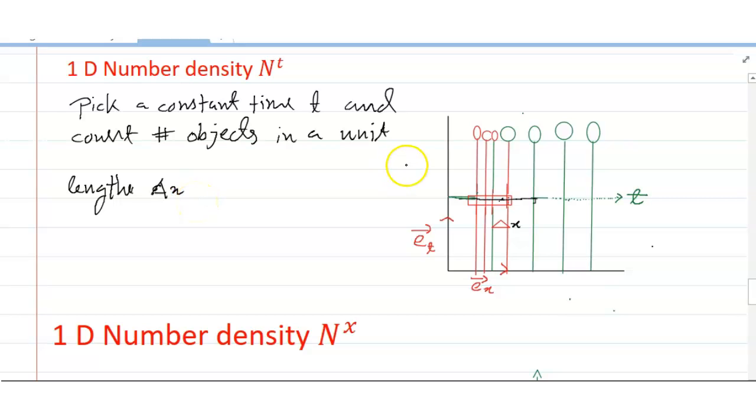So friends, I have already drawn a diagram. You will see this is the t and x axes, and this is del x, the unit del x. How many objects are there? There are 4 objects, 1, 2, 3, 4. So we see that n_t is equal to number divided by del x, which equals 4.